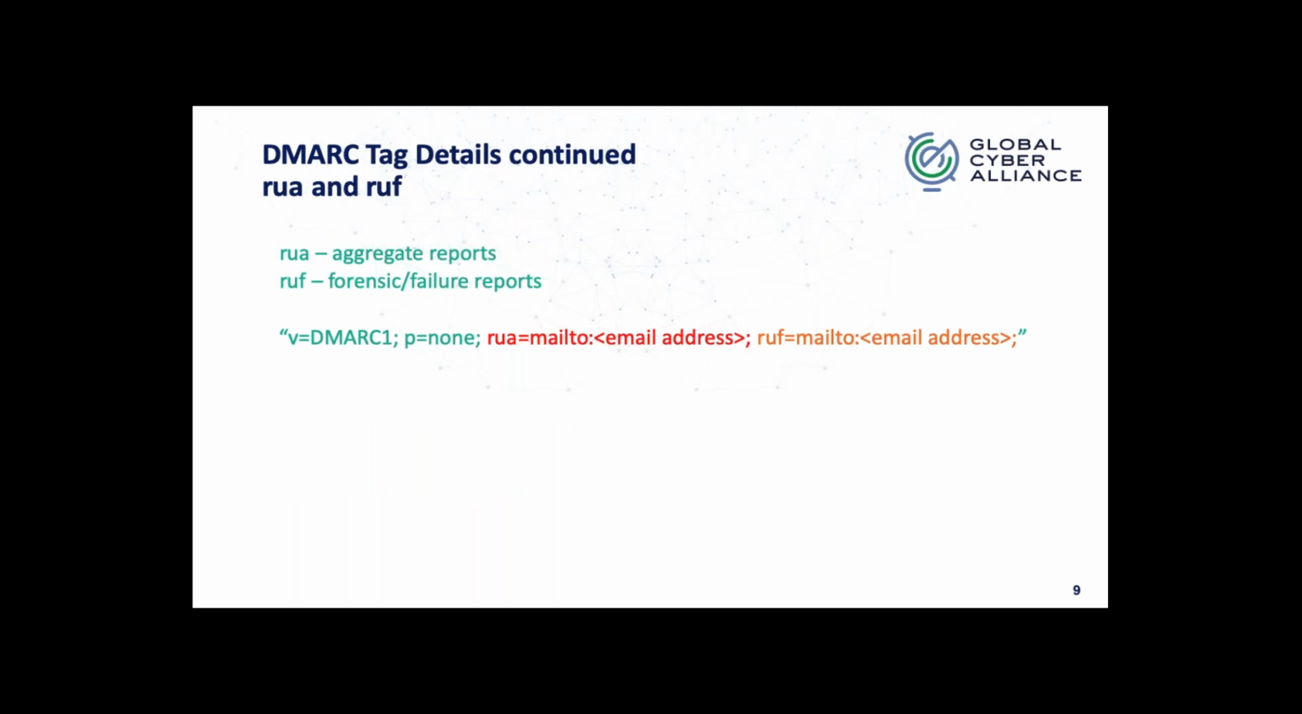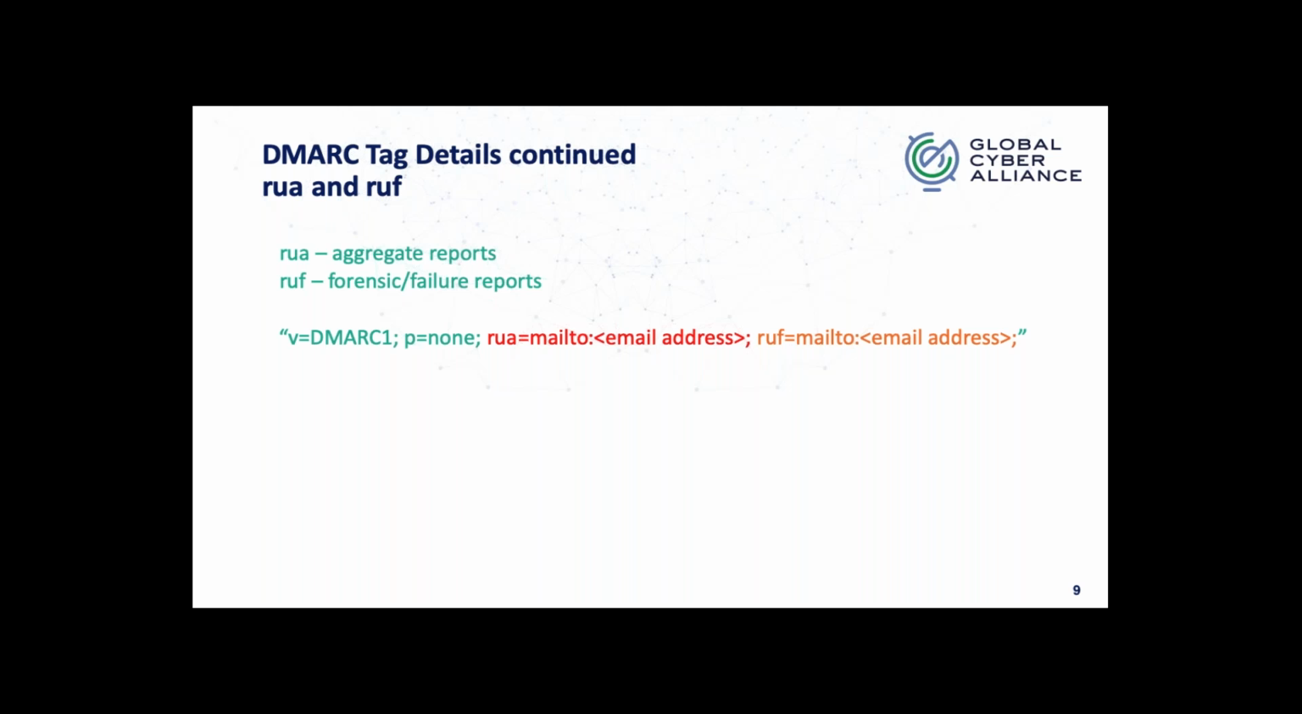The next two tags, RUA and RUF. These are the tags that you use to implement and turn on reporting, because these are the tags where you define where the receiving side needs to send reports to in our organization. So after P equals your policy level semicolon, you put RUA equals mailto colon the email address semicolon, RUF equals mailto colon the email address semicolon.